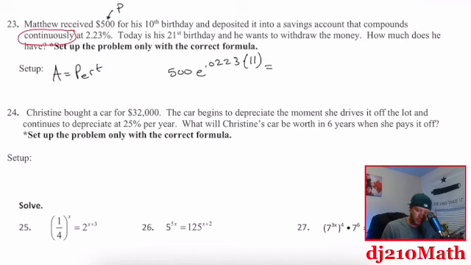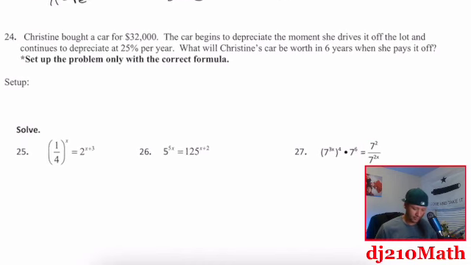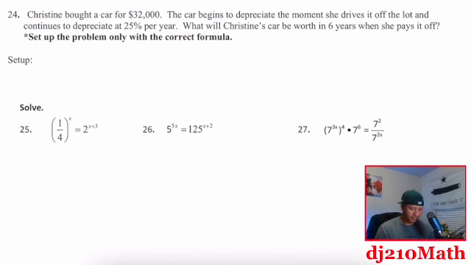And this will equal the amount that he will withdraw today. 24. Christine bought a car for $32,000.